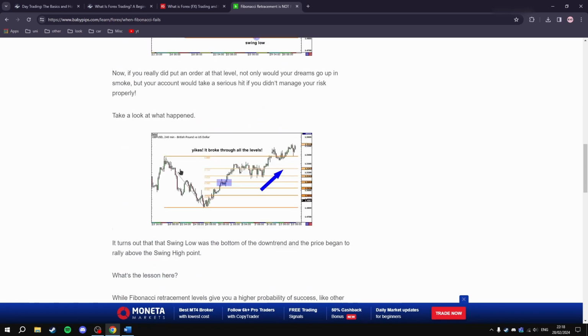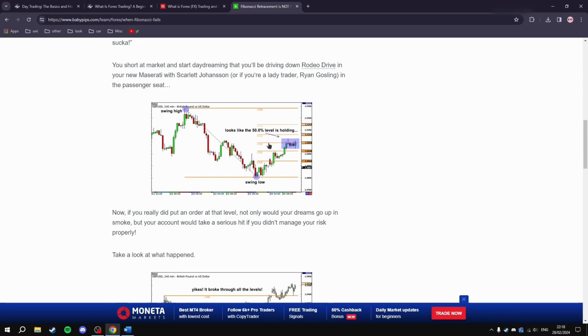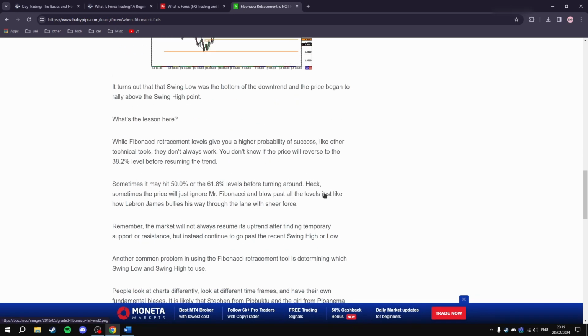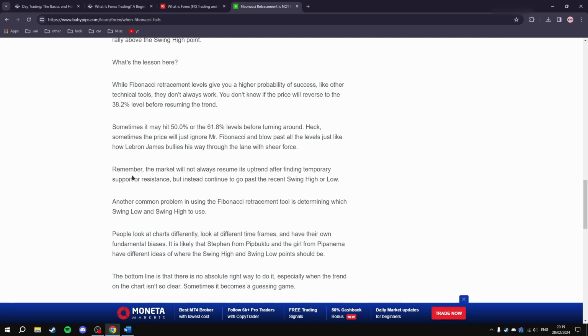Yeah, so this is what I said in the last lesson, we don't really know where it's going to bounce. So remember, the market will not always resume its uptrend after finding temporary support or resistance, but instead may continue to go past the recent swing high or low.